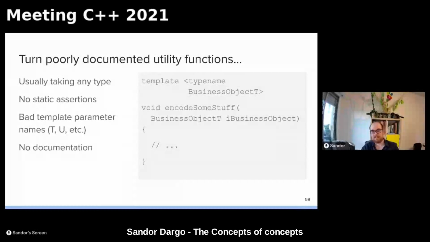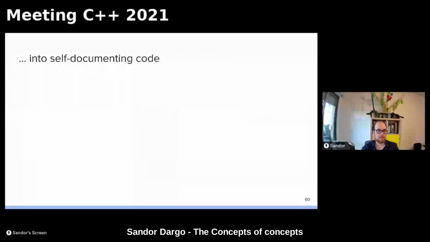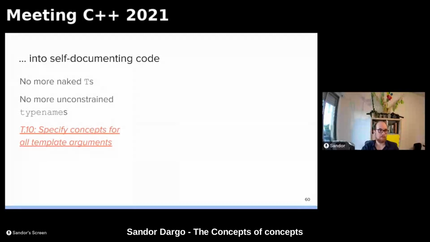And then you have to dig deep into the code, and you have to investigate. It takes a long time, and it definitely takes more time than it should. So you can turn these poorly documented functions into self-documenting code if you don't use the naked T's. So you use good template parameter type names. And you don't use any more unconstrained type names, because now you can specify concepts for all the template arguments, and that's something the core guidelines advocate for.